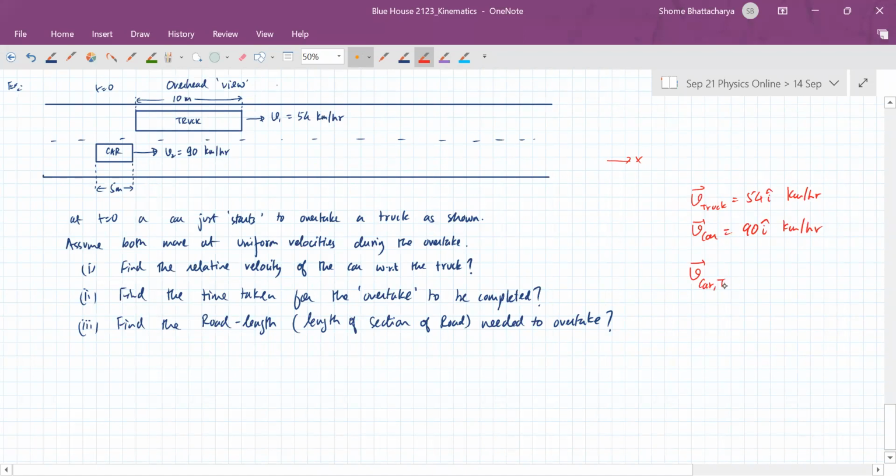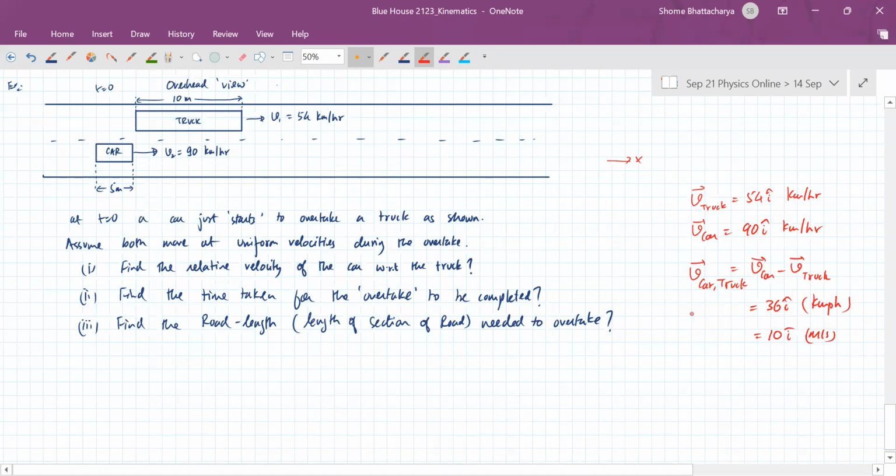Sir, is it 10 meters per second or 36 kilometers per hour? Sir, actually, I took 40 first. Okay. So as a formula, it will be like this. As a value, it will come out to be 36 i cap in kilometers per hour. If required, you can convert it to meters per second.